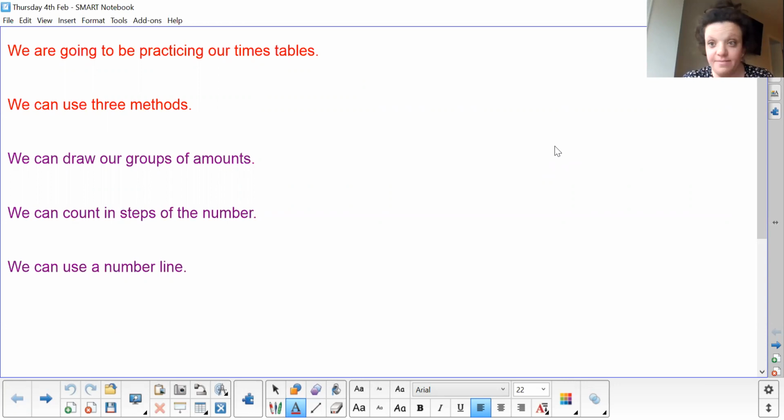Okay, so we're going to be practicing our times tables today, and we can use three methods. We can draw our groups. We can draw our amounts and our groups and do it that way. We can count in steps of the number, and we can use a number line. And I'll show you how to do each of those for each of the questions.